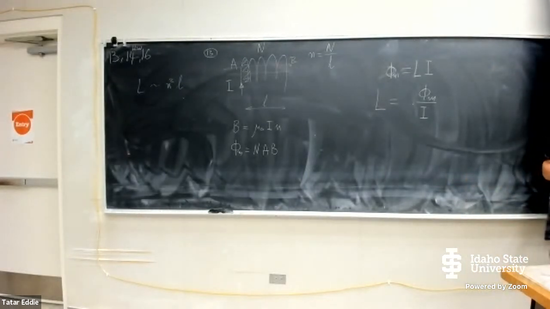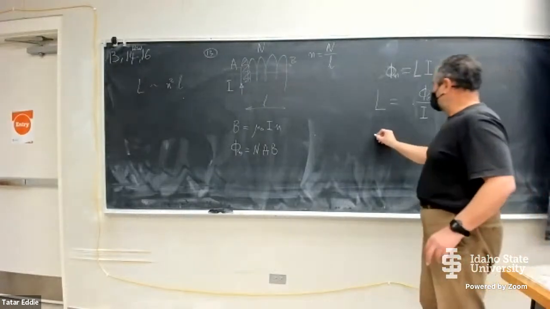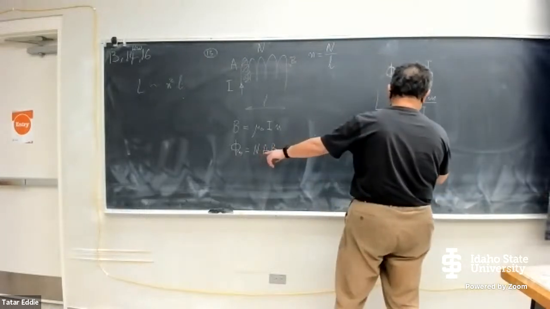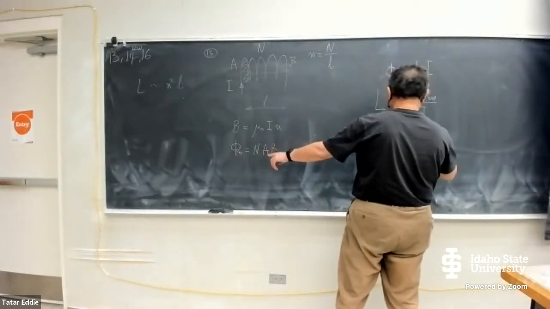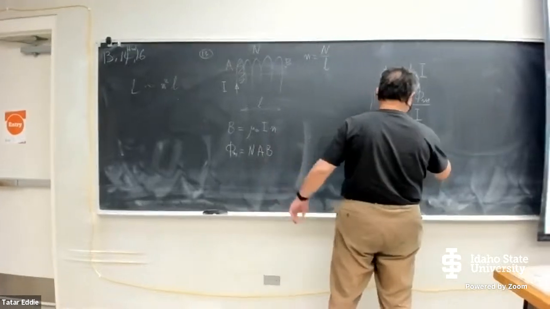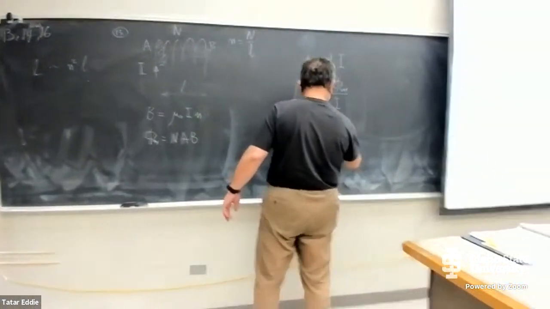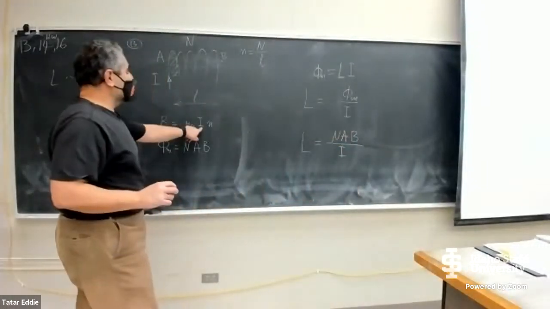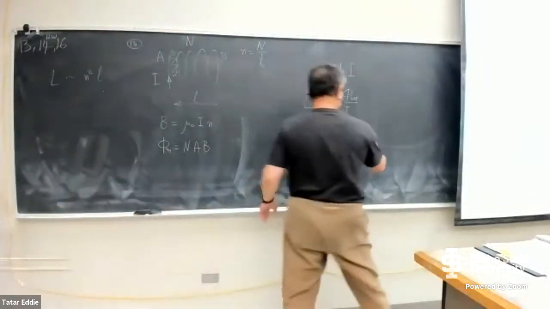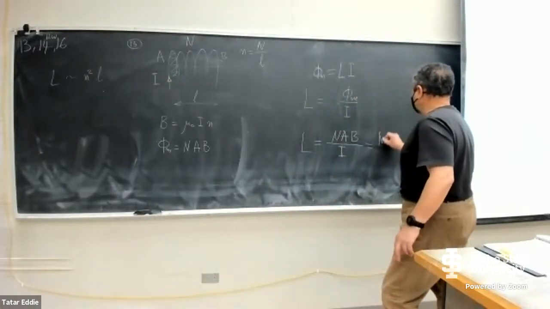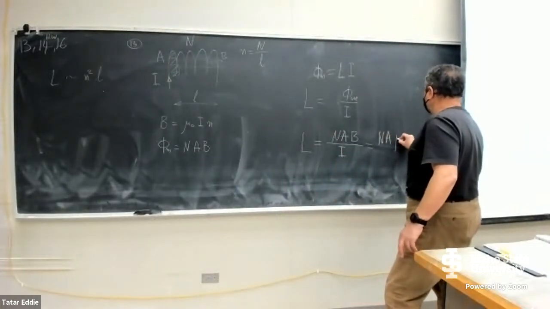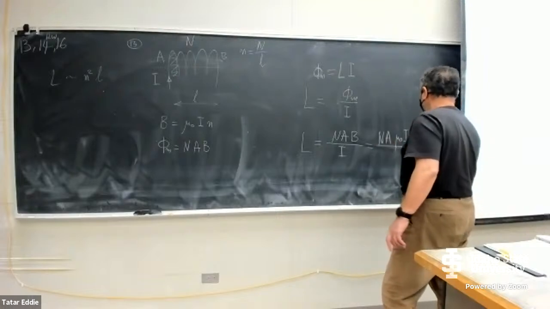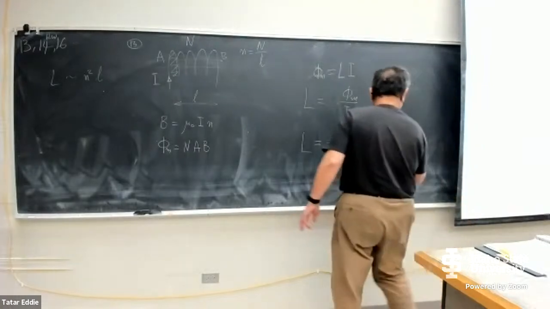In other words, the inductance of my solenoid is going to be the number of turns times the cross-sectional area times the magnetic field divided by the current. But the magnetic field is mu naught times I times lowercase n. So I have N times A times mu naught times current times lowercase n, all of this divided by current. So the current cancels out.